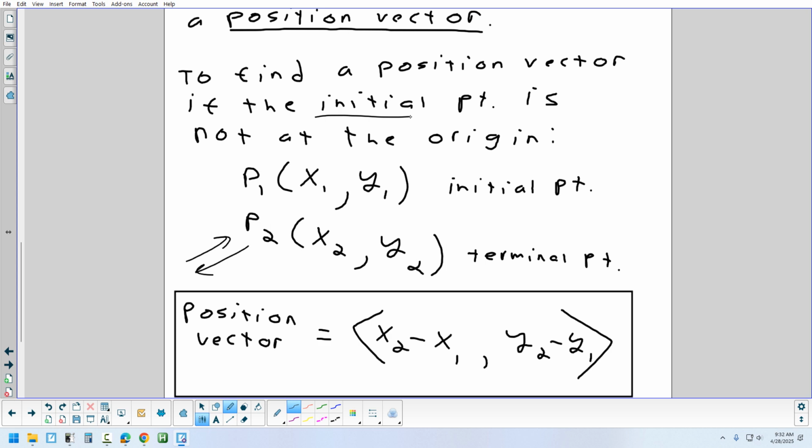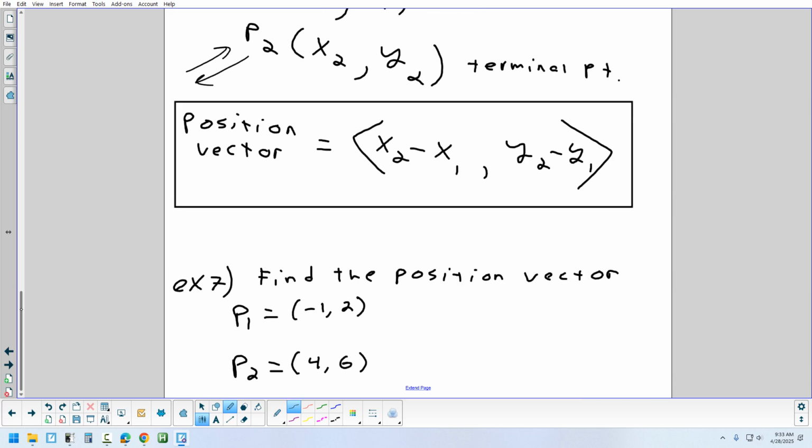All right, so let's see if we can find a position vector. If I don't tell you the initial point and the terminal point, and I just use a P1 and a P2, always assume P1, the first point, is the start point, and P2, the second point, is the stop. So, starting point, stopping point. Find the position vector.